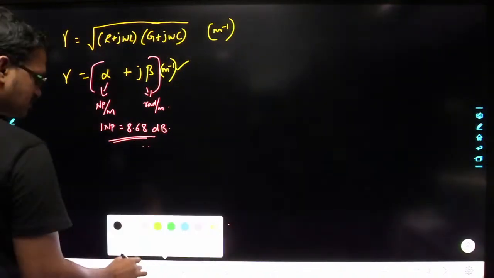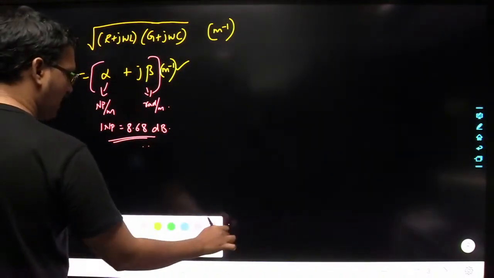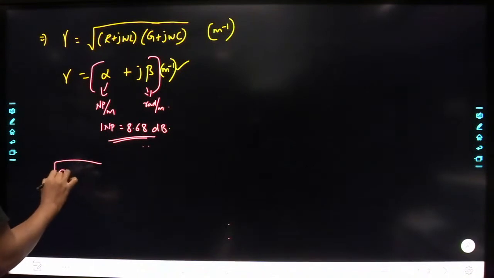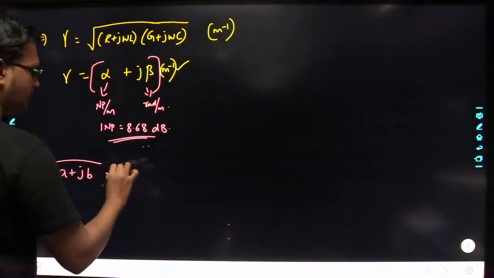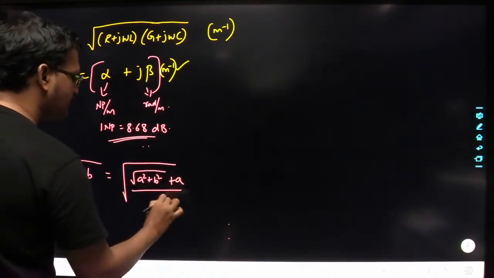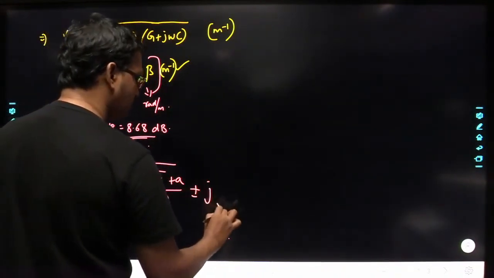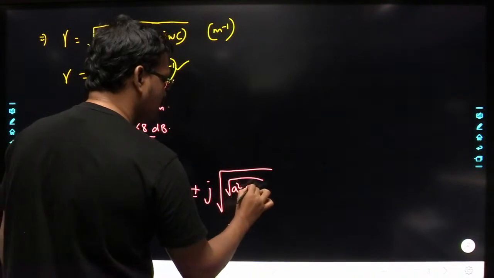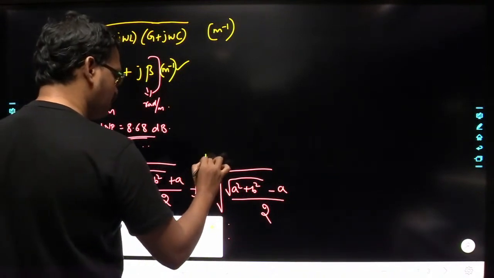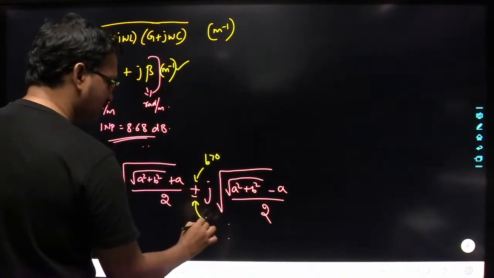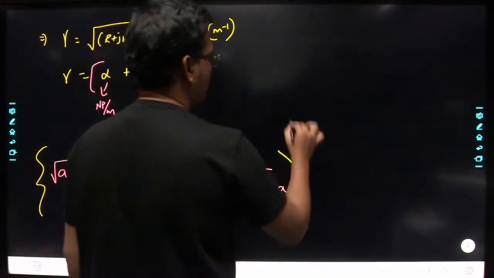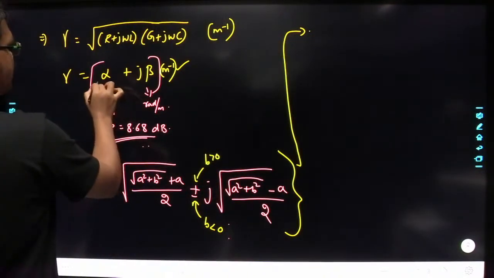Okay, and what is the expression for alpha? So I have told one formula, that is square root of (a plus jb) is equivalent to square root of ((square root of (a square plus b square) plus a) divided by 2) plus or minus j into square root of ((square root of (a square plus b square) minus a) divided by 2). Here you are going to get plus sign whenever b is greater than 0, and minus sign whenever b is less than 0. Understood? Okay, so I have told this formula. From this formula we have tried to derive the expression for what?